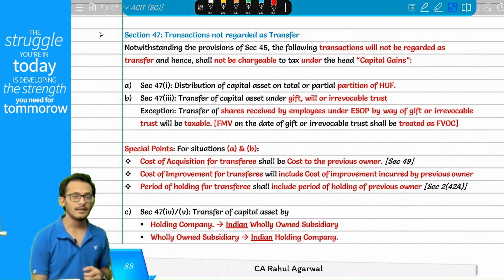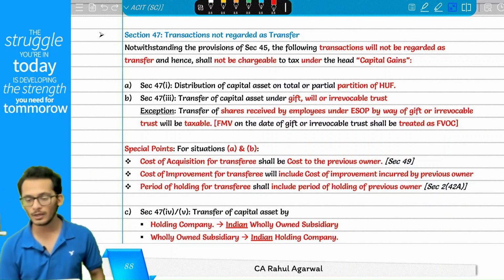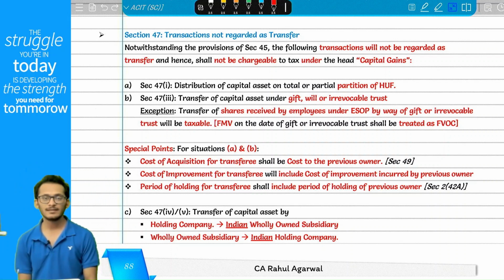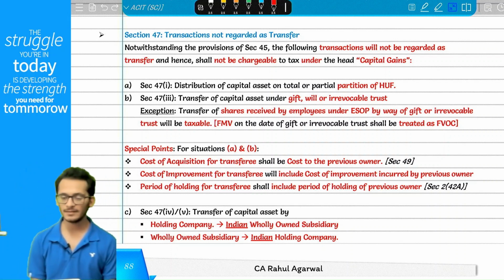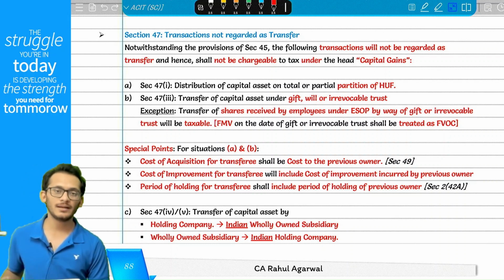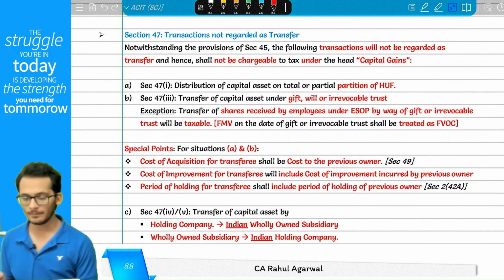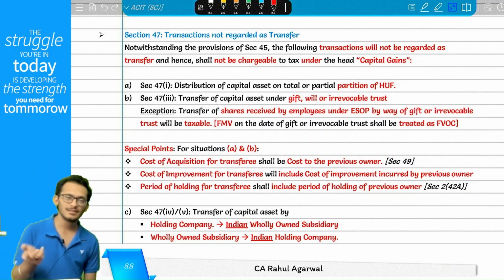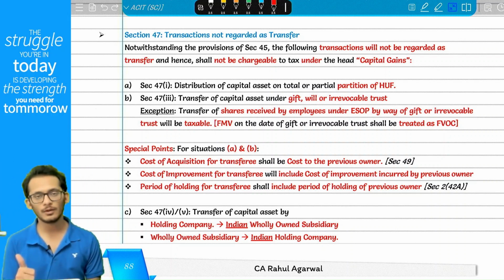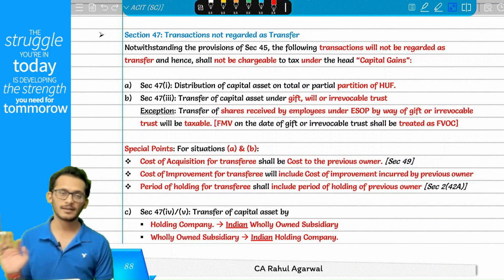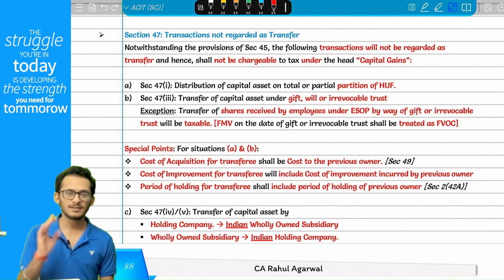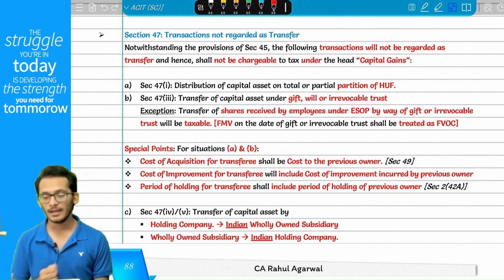Next, we discussed that if you transfer any assets between your holding company and wholly owned subsidiaries, meaning subsidiaries in which there is 100% shareholding, it will not be regarded as transfer, provided the subsidiary is an Indian company. Vice versa also works. If the subsidiary gives something to the holding company, then also it is not regarded as transfer, as long as the holding company is an Indian company. In simple words, the person receiving the asset should be an Indian company.